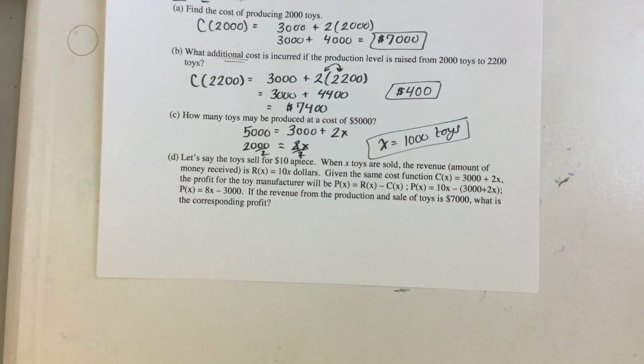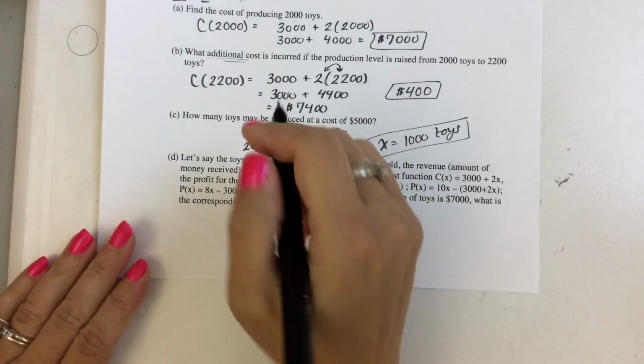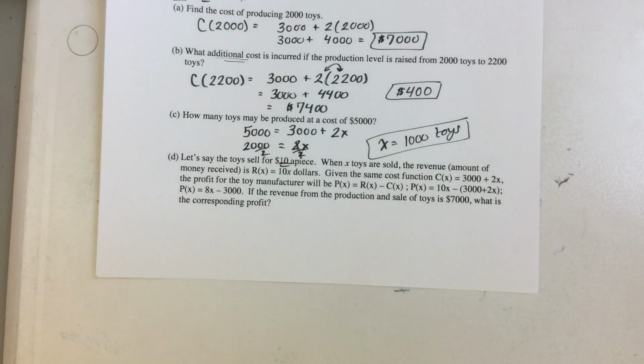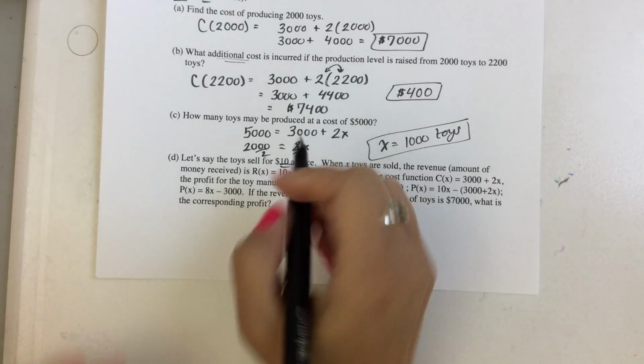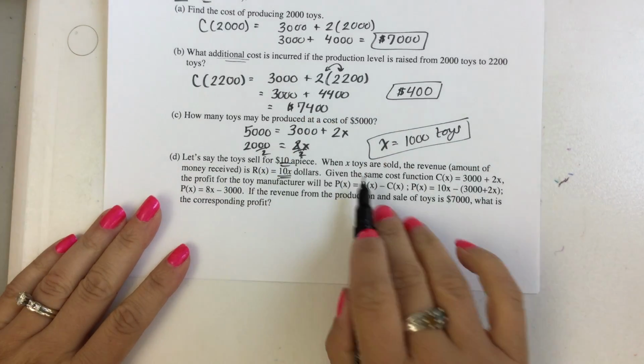Okay, here is one more piece. Let's say that the toys sell for $10 apiece. So that's your revenue. Revenue is how much money you collect, okay? So the toys are selling for $10 apiece. When x toys are sold, the revenue is 10 times x.